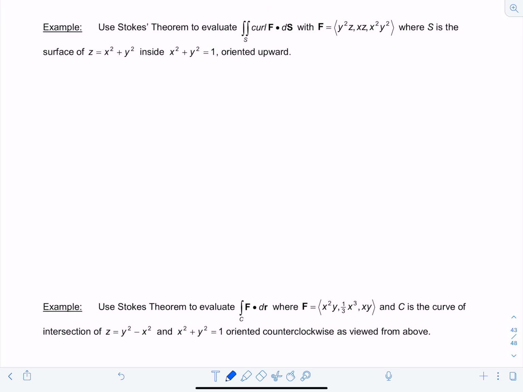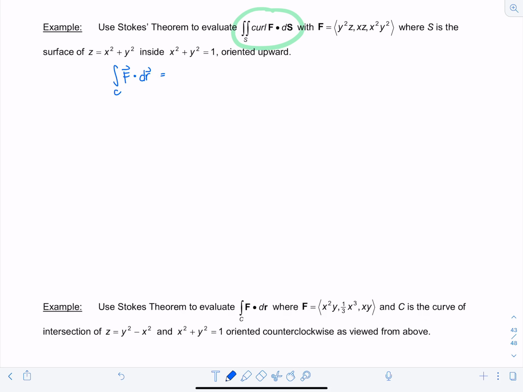Use Stokes Theorem to evaluate the surface integral of the curl of f dot dS with the following vector field, where S is the surface of z equals x squared plus y squared, so that's a paraboloid, inside the cylinder x squared plus y squared equals 1, oriented upward. Okay, so in this case, if they're saying use Stokes Theorem to evaluate a surface integral, that means instead we're going to find the work using a line integral on the boundary.